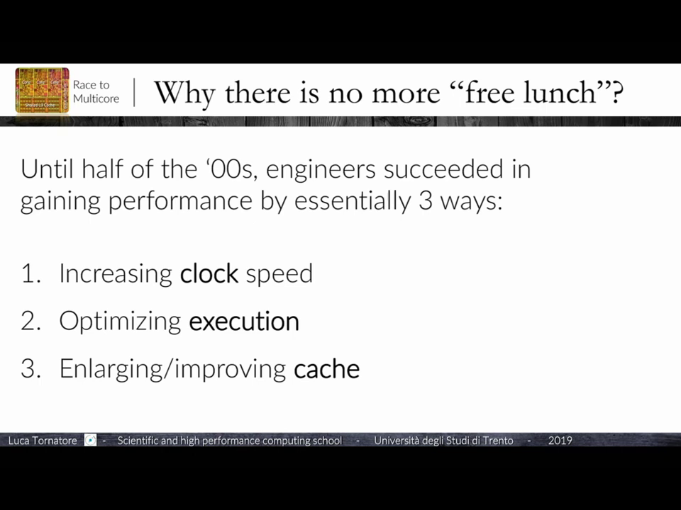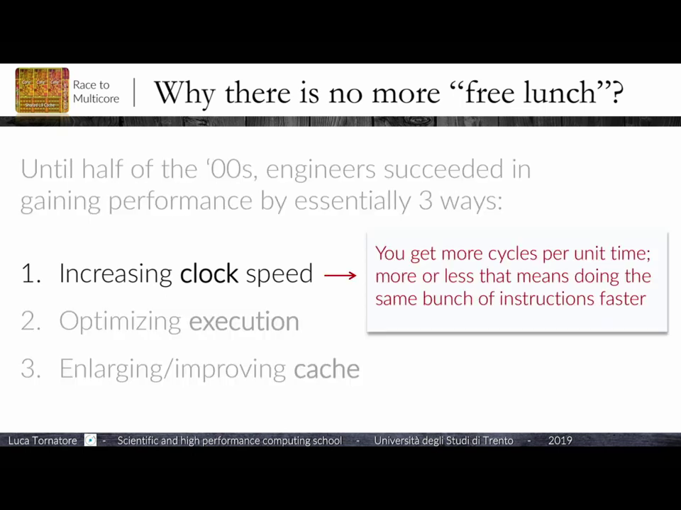So until the middle of the 2000s, 2004, 2005, the engineers succeeded in gaining performance by essentially three ways. One, increasing clock speed, so the frequency, the gigahertz. Two, optimizing execution of the instructions inside the CPU. We've seen something yesterday: out of order, pipelining, and so on. And three, enlarging and improving the cache.